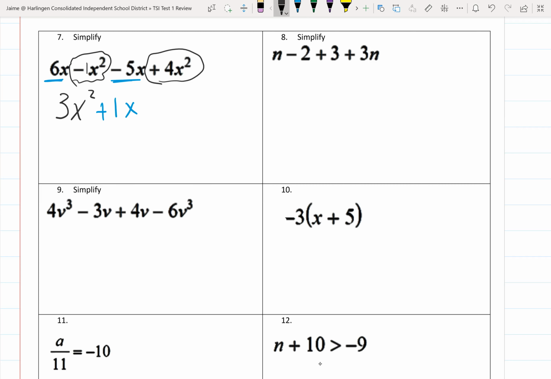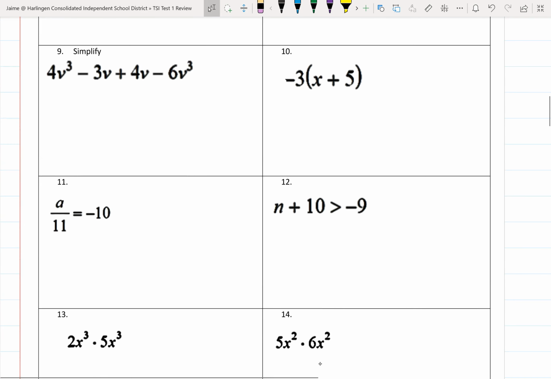Over here we have a 1n and a +3n. 1n plus 3n, that will give us 4n. -2 plus 3, since they're both just regular numbers, integers, we can add them. -2 plus 3 is a +1. Plus 1. Oh, another one here, same thing.